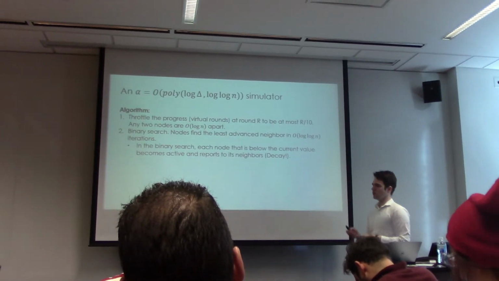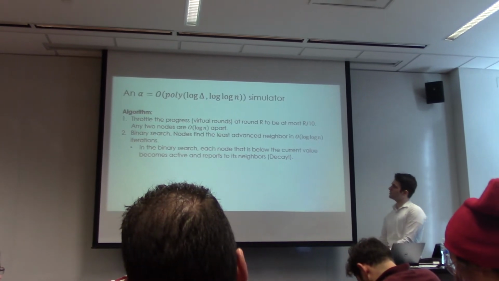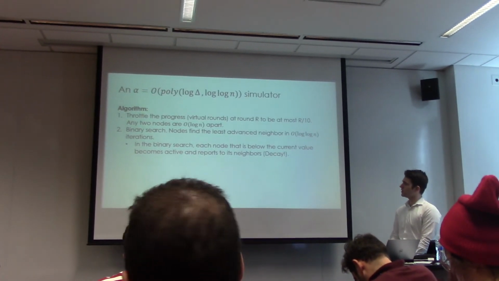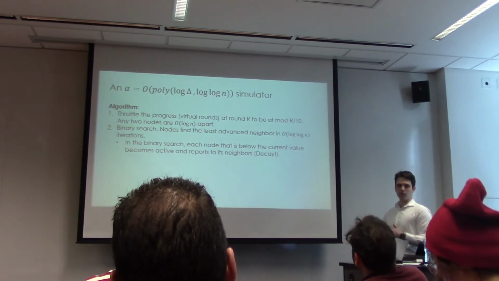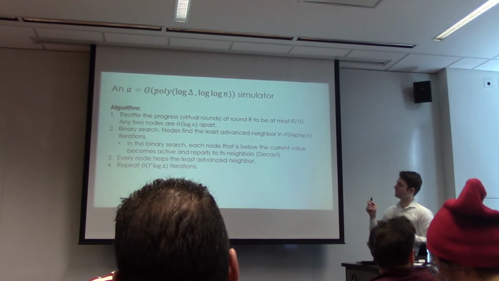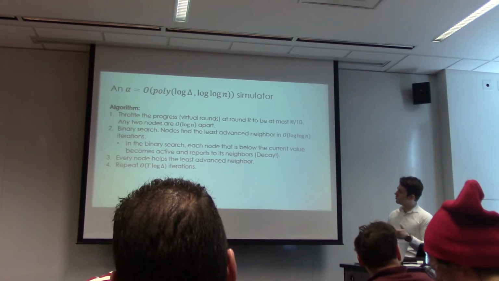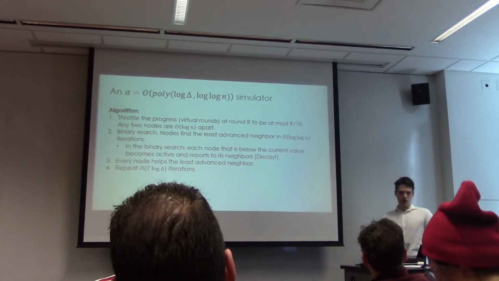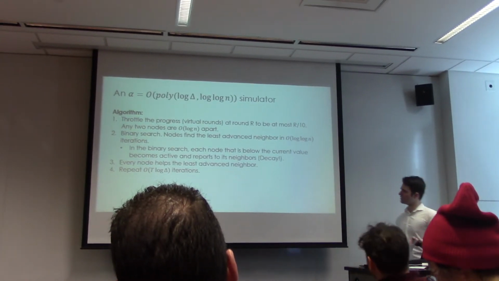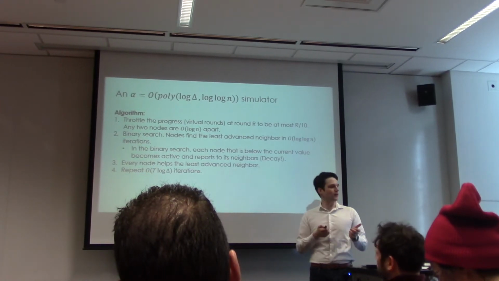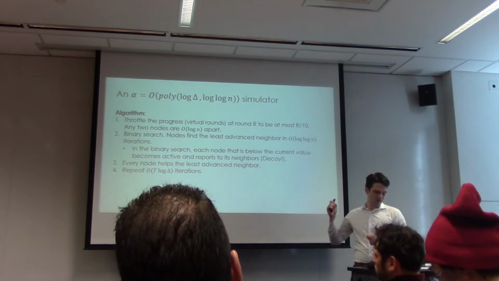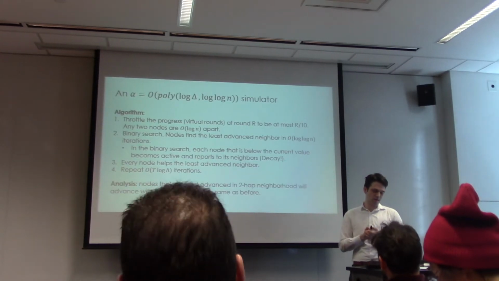But let's continue on. We can work it out if we need to, if somebody wants to. And using this to find out the round number, you find out who's the least advanced neighbor and you help him. And you repeat everything t log delta times same as before, because the claim will be kind of the same. So the analysis works kind of simple.